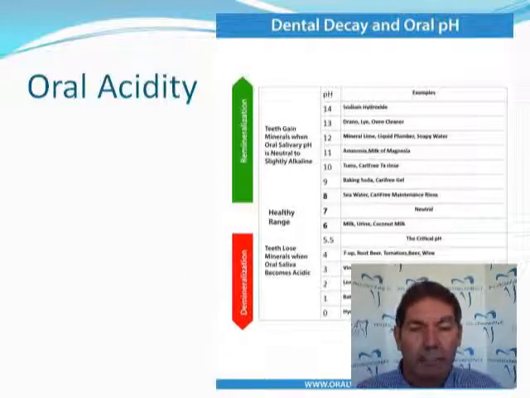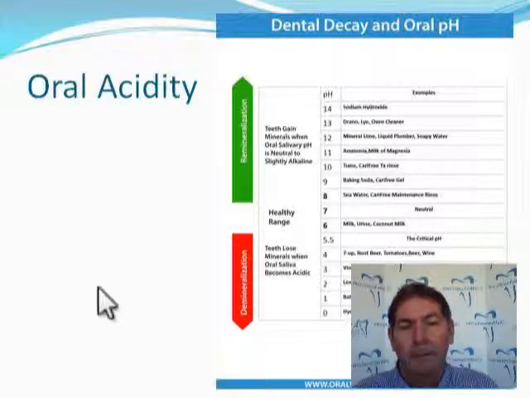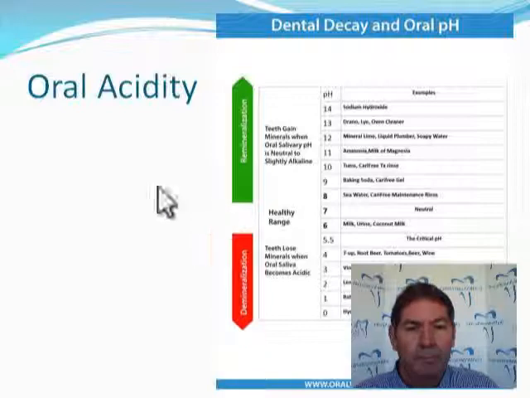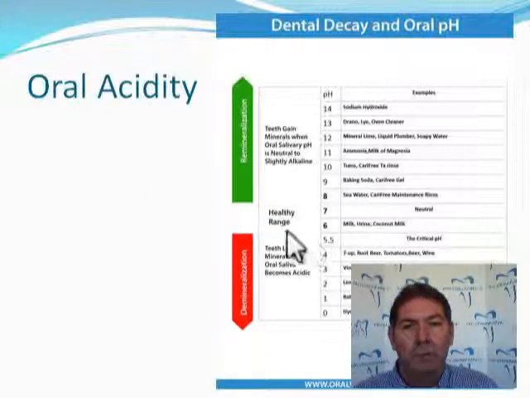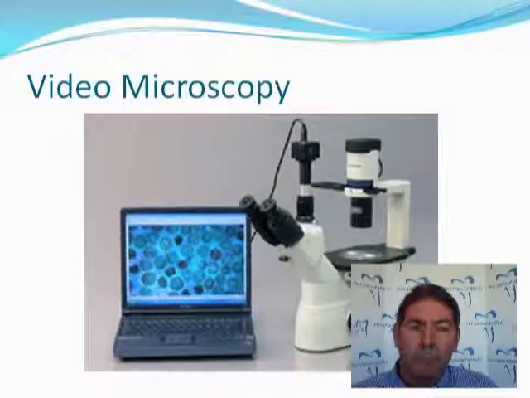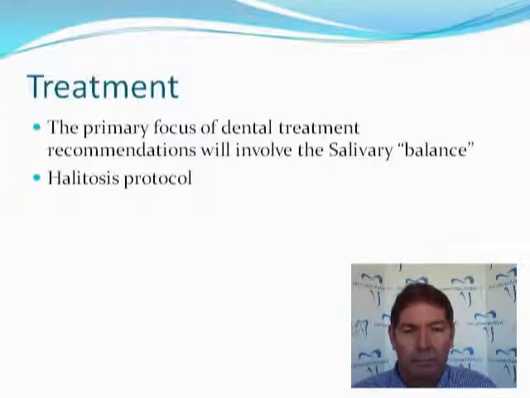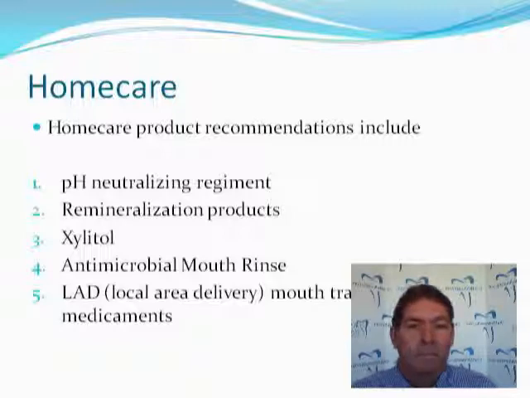So this is a chart that I had made up, and when we talk about decay, this chart also comes into play, but this is acidity challenges with your saliva and what happens there, okay? So we'll go through the protocol. We're going to look at the bacteria, but the primary focus is on salivary balance and a specific halitosis bad breath protocol. Okay, so home care recommendations here are similar to previous entities with one exception.